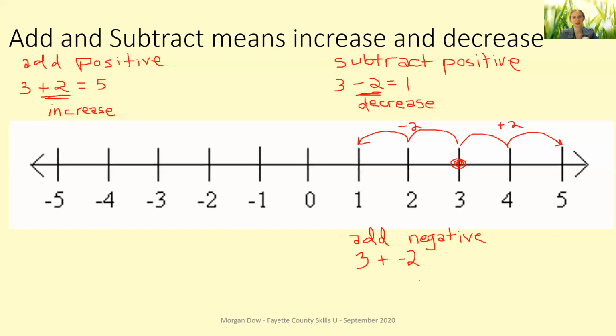So what do you think is going to happen now that I've switched from positive 2 to negative 2? Well, the opposite thing is going to happen. Instead of increasing, I am going to decrease. So instead of increasing 2 spaces, I'm going to decrease 2 spaces. I will get an answer of 1. So adding a negative number causes you to decrease. It causes the opposite action to happen.